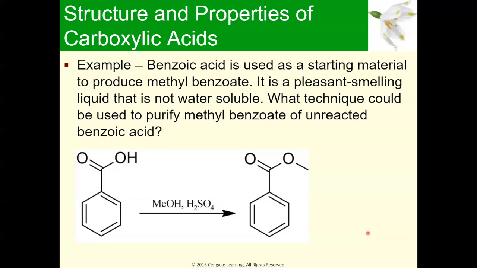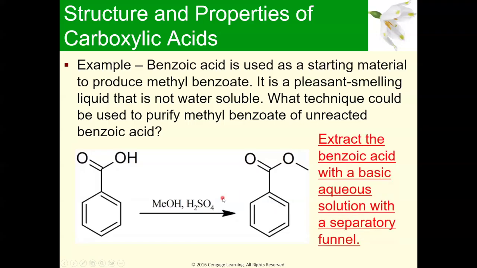Well, you would exploit the property that we just talked about. If I could remove that acidic hydrogen, then it becomes water soluble. So that conjugate base would move into the water layer. And then I could just purify the desired product that way, okay? So you would extract the benzoic acid with a basic aqueous solution and then use a separatory funnel.